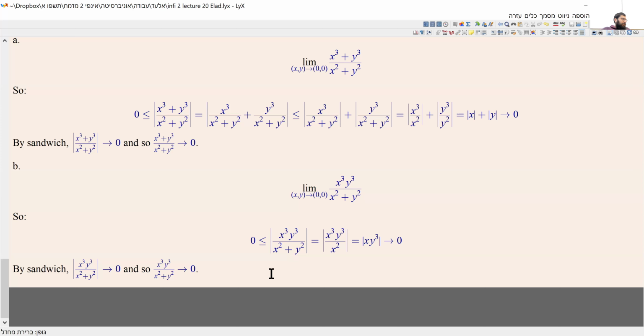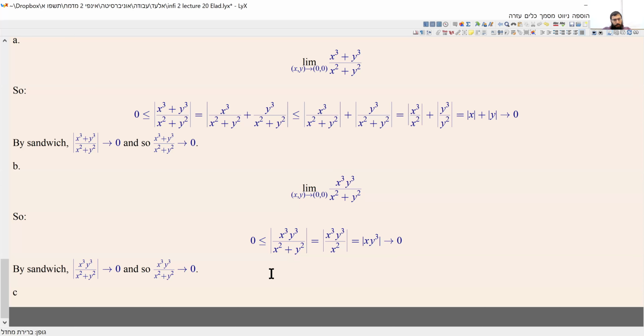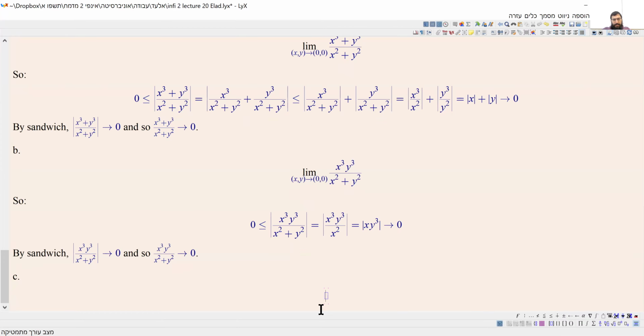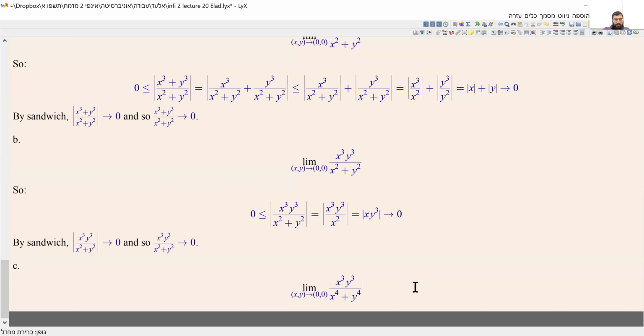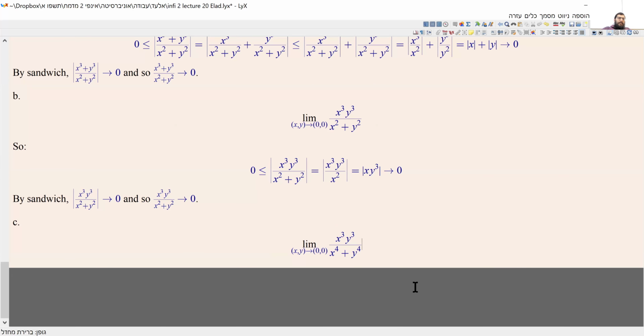Now, this is a very simple example, very similar to the first one. I want to use this example to show you a different example, similar to this one, but with slightly different numbers. Let's say 4 instead of 2.